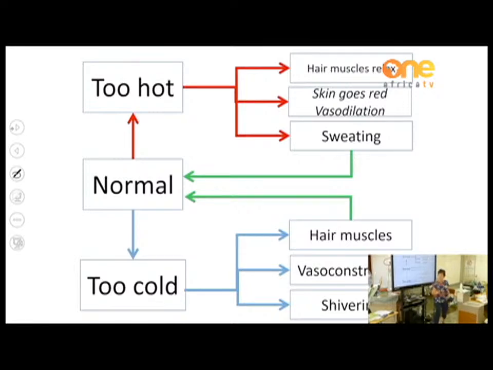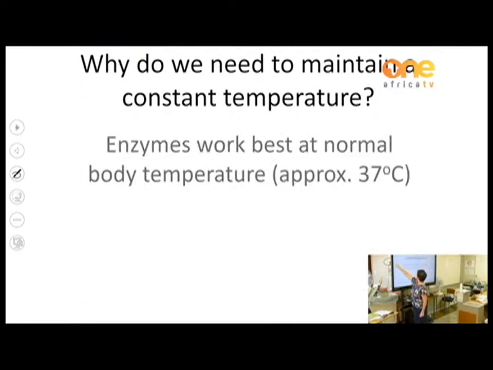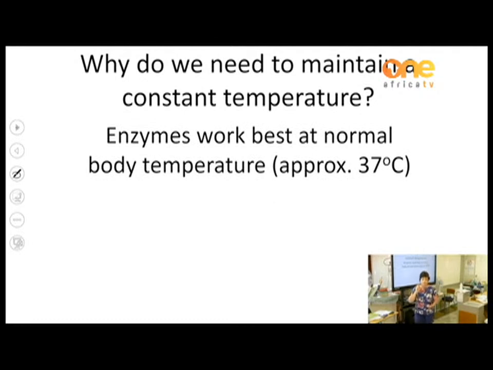So actually, we can add there less muscle contraction, and here we have shivering. You understand? So please, higher level, let's make sure that we can add this to what we know, that we can explain each of these terminologies.